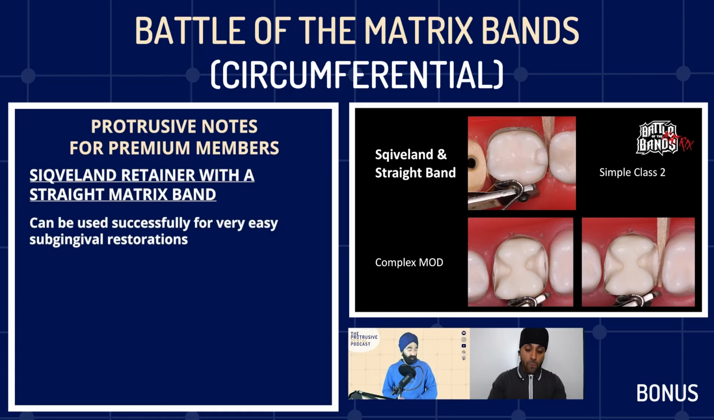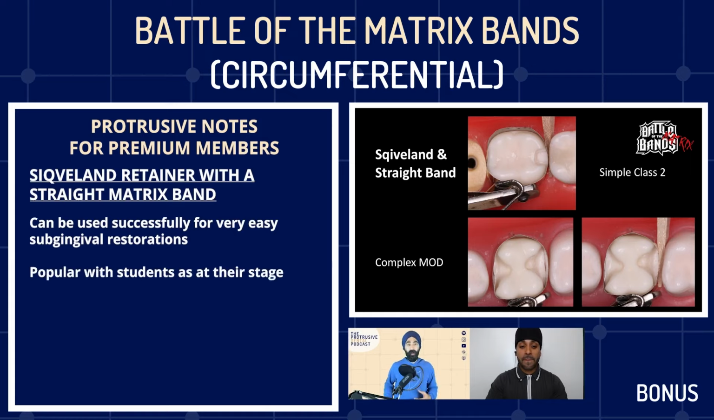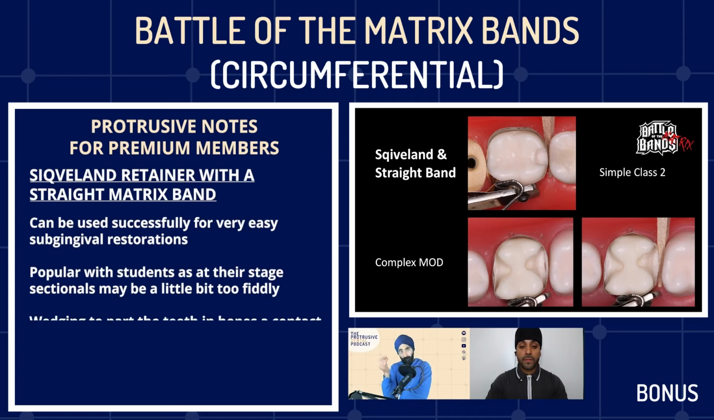Price-wise... But Sonny, I'm just going to say for any students watching this, because I think this will be a popular one with students on the clinics learning all these things, their first couple of class 2s, and maybe what they've learned so far is these Siqvelands, and maybe the sectionals at this point are a little bit fiddly, a bit of a bridge too far. So with these, the purpose of the wedge is that it pushes your gingiva out of the way, it compresses the matrix band up against the cavity so you get that apical seal, and it also separates the teeth so that when you take the matrix off, the thickness of the metal band is hopefully accounted for by the separation you get from the wooden wedge, and therefore you're likely to have a contact.